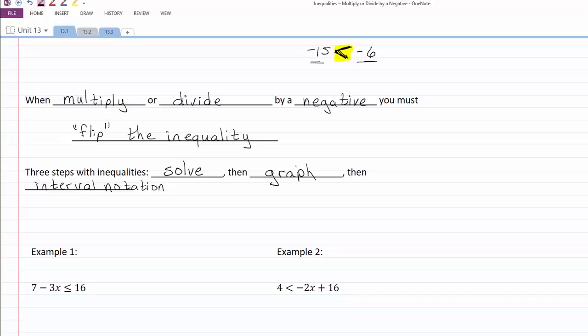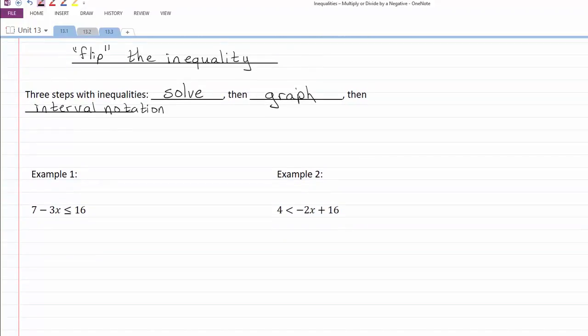So let's take a look at our first example here. We have 7 minus 3x is less than or equal to 16. So I'm going to start on the side with my variable, add the opposite to our 7, which would be a negative 7. And I get negative 3x is less than or equal to 9. Again, start on the side with the variable, divide by the number in front of the variable, which would be a negative 3. And I'm going to get x. I flip my inequality over, so it's now reading greater than or equal to negative 3.